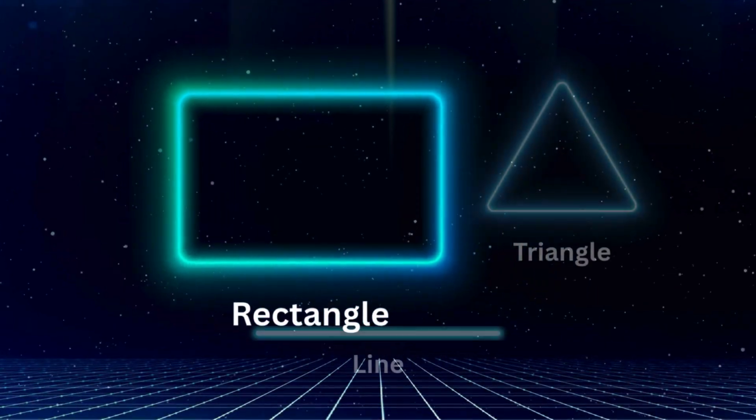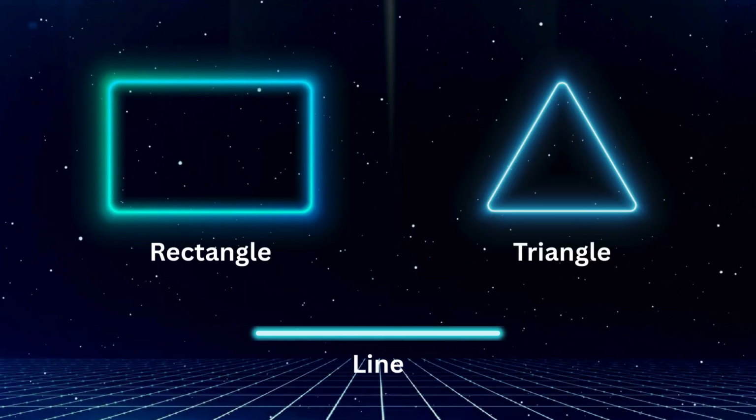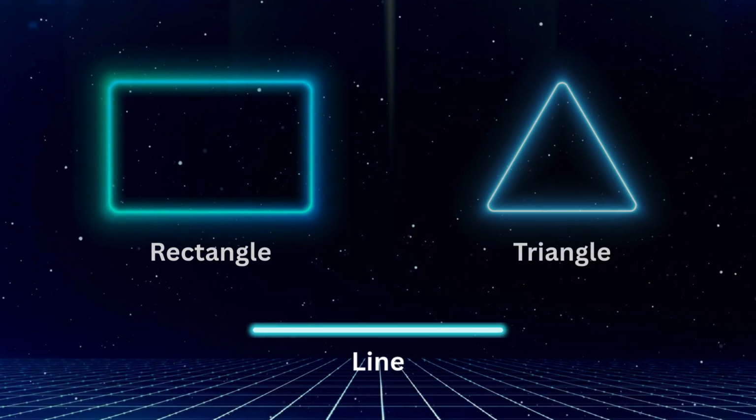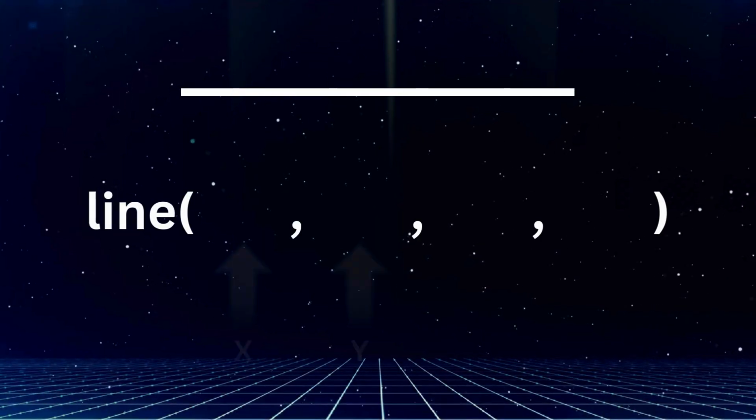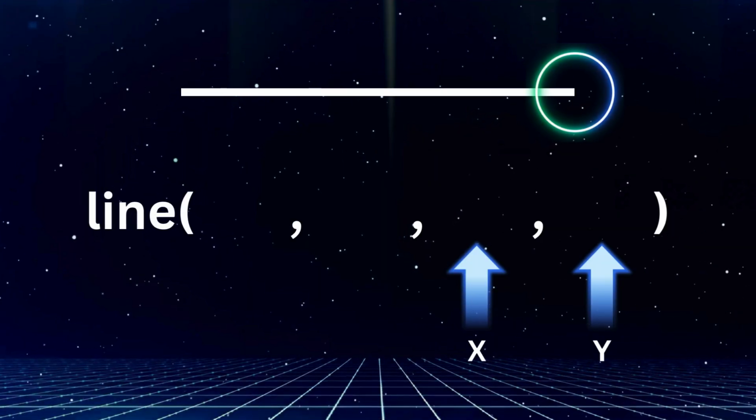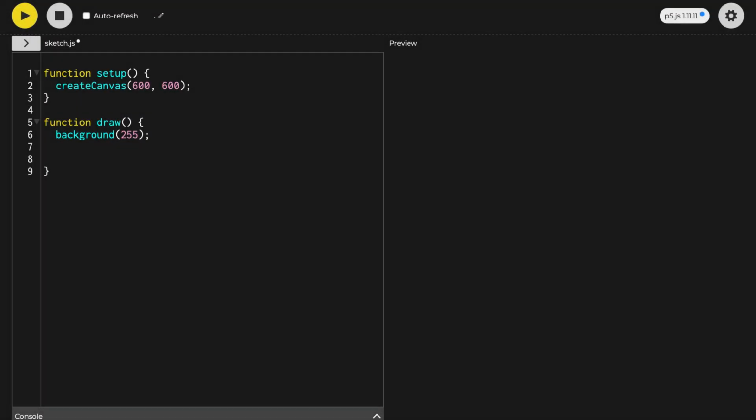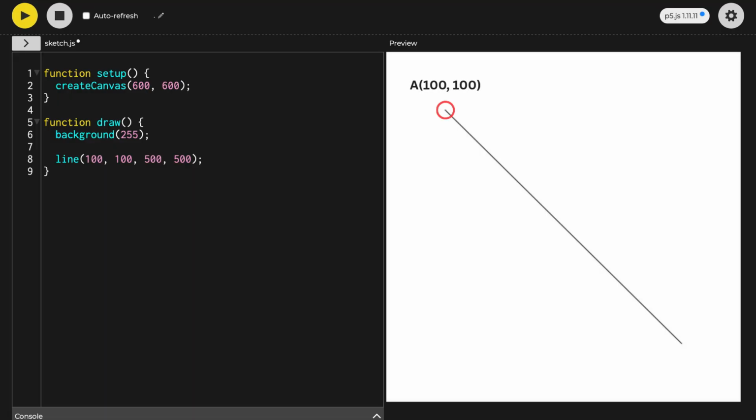Now that we have rectangles, let's strip things down to the basics. Sometimes you don't need a shape, you just need a line. The command is line. But unlike a rectangle, a line doesn't have a width or height. It has a start and an end. So it needs 4 numbers, the X and Y where it starts and the X and Y where it stops. Let's try it. Go inside the draw function and type line 100, 100, 500, 500. Click Run. It simply connects point A to point B.